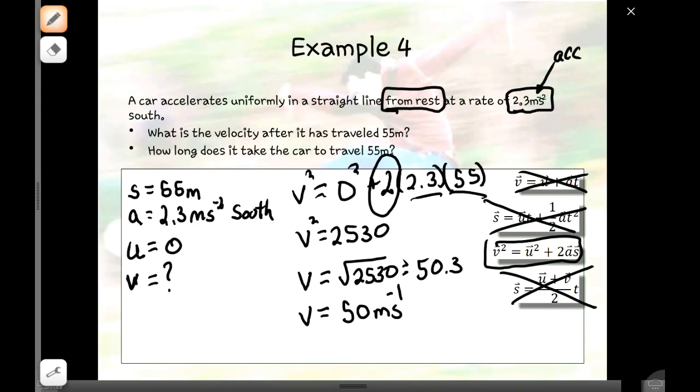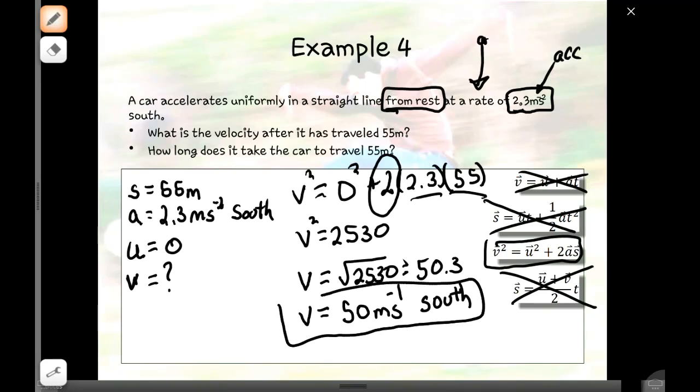But we're not done yet. We have to give it the direction. Now the acceleration, it starts from rest, and then it travels south. So let's say we're sitting here, and then we travel south. Right, and then I travel south. So that means my velocity is in the south direction. So it's 50 meters per second south. So there is the final velocity.